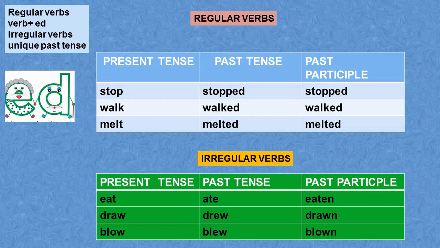Let's have a look at the irregular verbs. All these verbs have a unique past simple form. For example, eat, ate, eaten. Draw, drew, drawn. Blow, blew, blown.